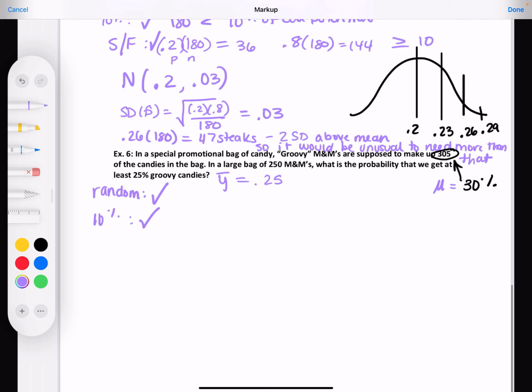Of M&Ms, of groovy M&Ms. What are groovy M&Ms? I don't know what groovy M&Ms are. It's just a problem. I want a groovy M&M. Oh no, I turned my bed old.